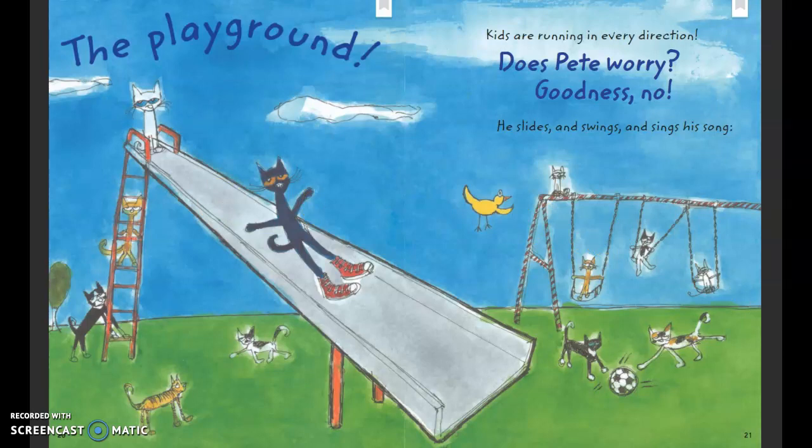The playground. Kids are running in every direction. Does Pete worry? Goodness, no. He slides and swings and sings his song.